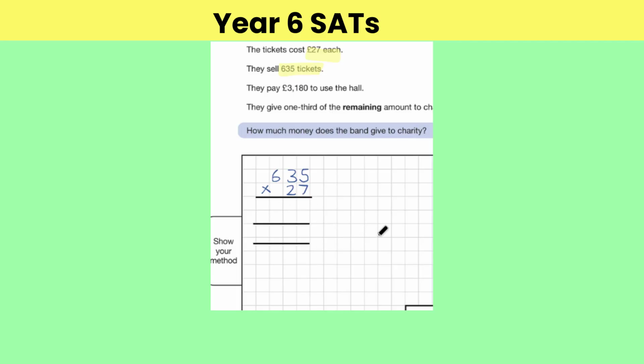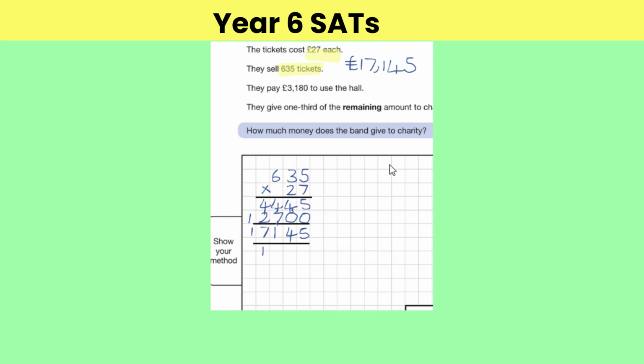So 5 times 7 is 35. 3 times 7 is 21, plus the 3 is 24. 6 times 7 is 42, plus the 2 is 44. Use our placeholder. 5 times 2 is 10. 3 times 2 is 6, plus the 1 is 7. 6 times 2 is 12. And then we add up. So 5, 4, 11, 7 and 1. So the ticket sales, we get £17,145 from ticket sales.